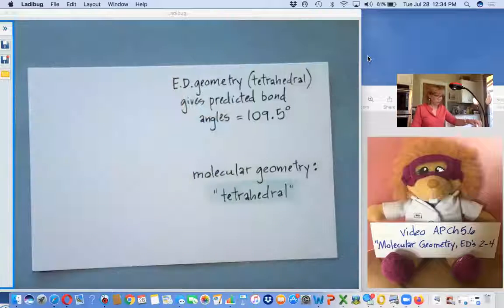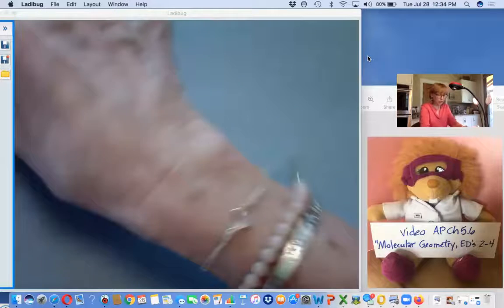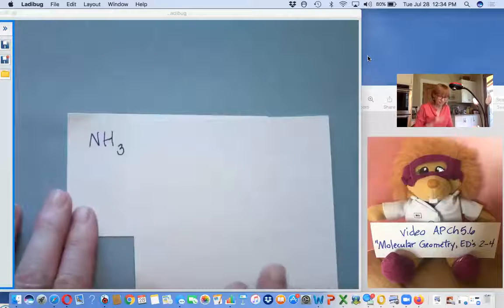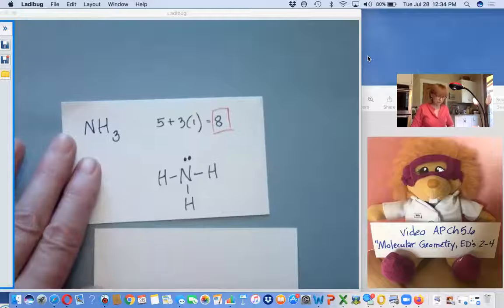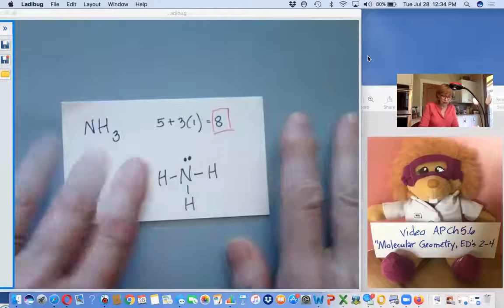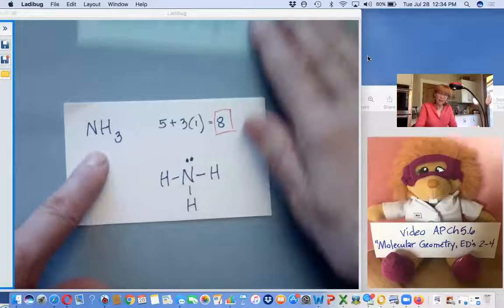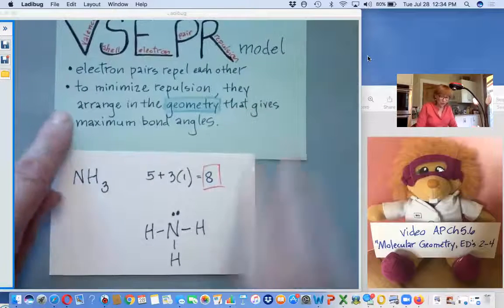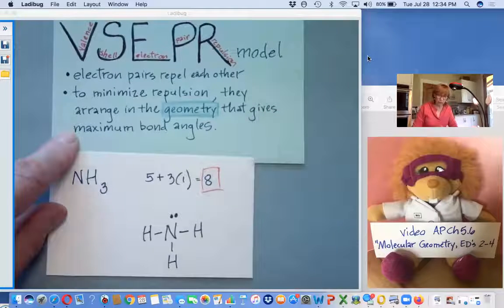The next molecule that I want you to consider is ammonia, NH3. I want you to draw the electron dot diagram. And this is what you would come up with. And now I want you to focus your attention on the central atom, the nitrogen. And again, the same VSEPR model applies. So we want our electron pairs to arrange themselves in the geometry that gives them maximum bond angles.